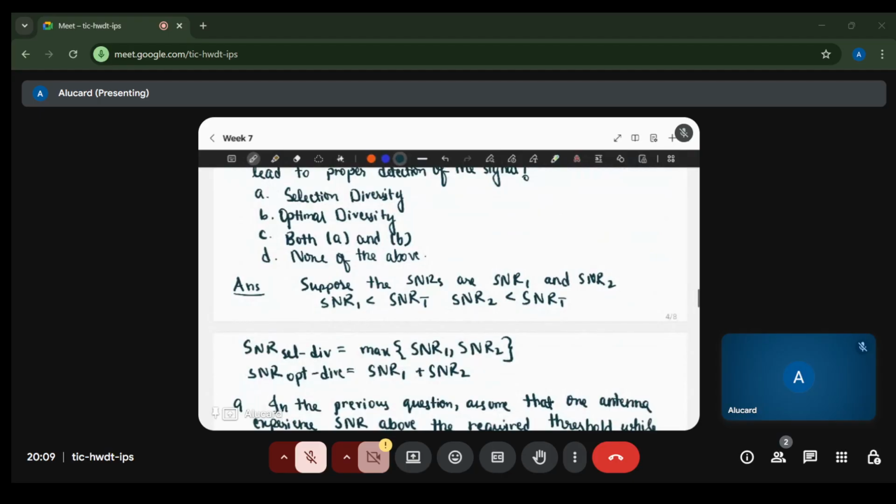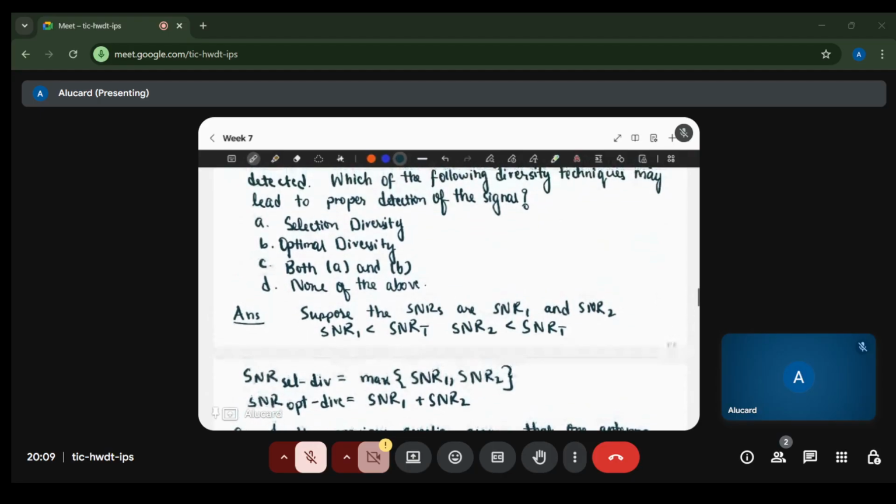So selection diversity will give you an SNR which is the maximum of the two SNRs. In selection diversity, at every instant of time it looks at which of the antennas is giving better performance and selects that antenna. Whereas in optimal diversity, you get an SNR which is the sum of the two SNRs.